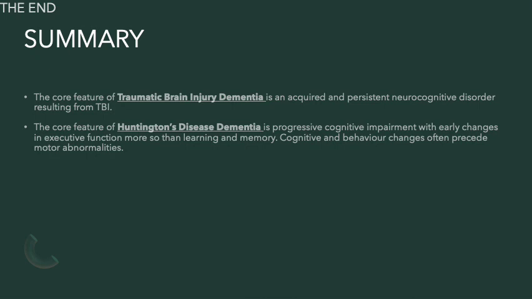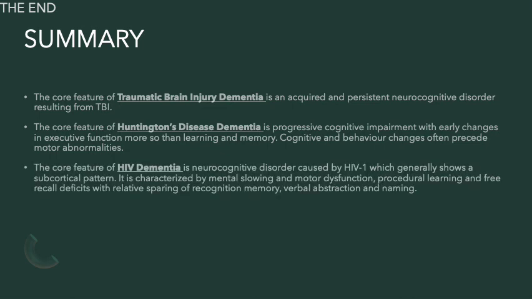Core feature of Huntington's disease dementia is progressive cognitive impairment with early changes in executive function, more so than in learning and memory. Cognitive and behavioral changes often precede motor abnormalities. Core feature of HIV dementia is neurocognitive disorder caused by HIV type 1, which generally shows a subcortical pattern. It is characterized by mental slowing and motor dysfunction, procedural learning and free recall deficits, with relative sparing of recognition memory, verbal abstraction, and naming.